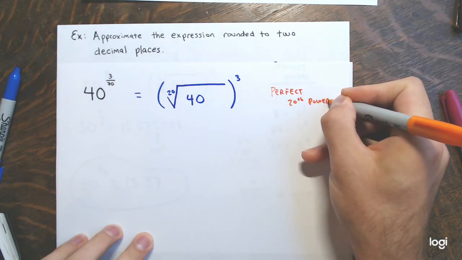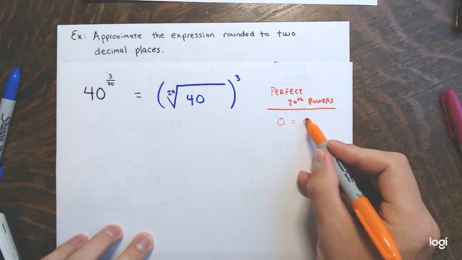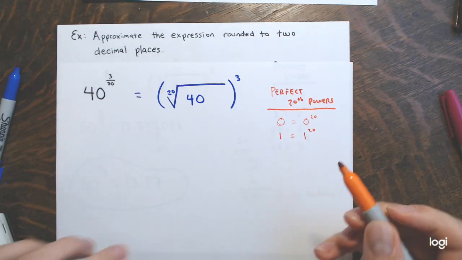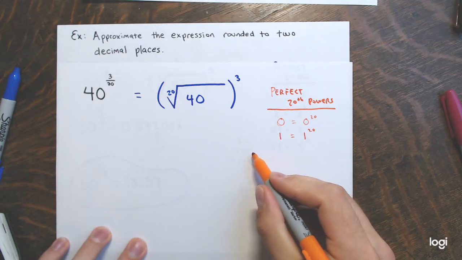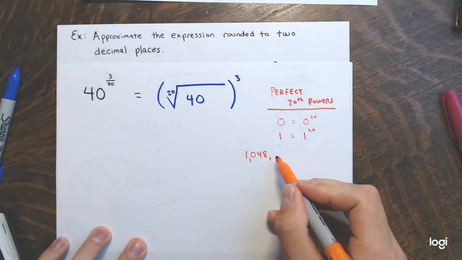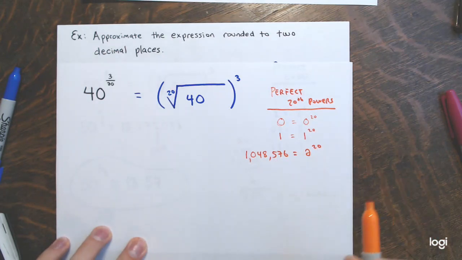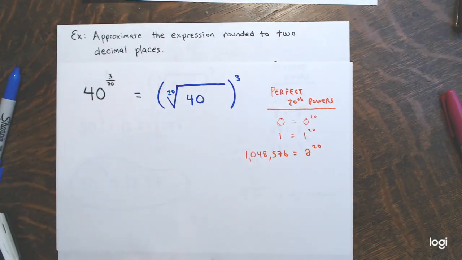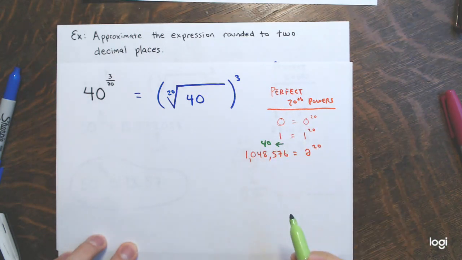Now this is an even number, 20, so all of these will be non-negative, right? 0 you can write as 0 to the 20th. 1 you can write as 1 to the 20th. That's fine. But then 2 to the 20th power is huge, right? It's a very big number. 1,048,576 is 2 to the 20th. Well, notice how we have definitely skipped over 40. Definitely, right? 40 is not a perfect 20th power.